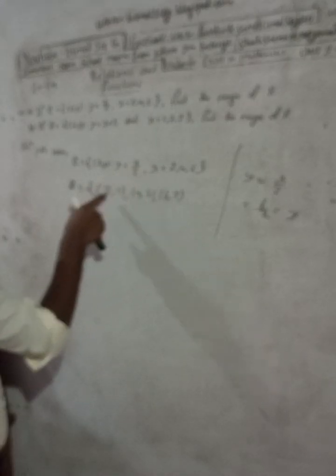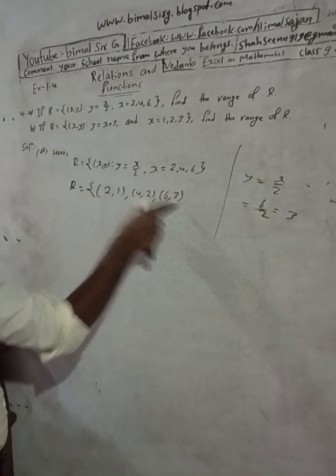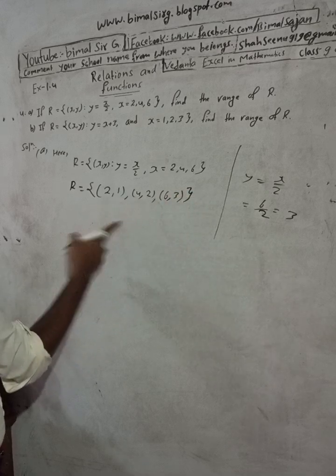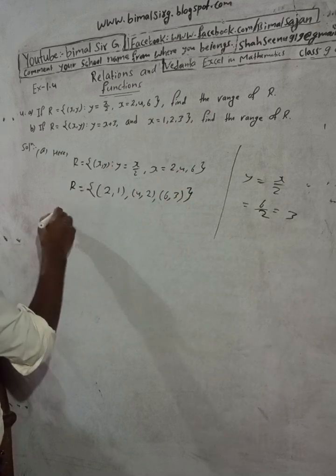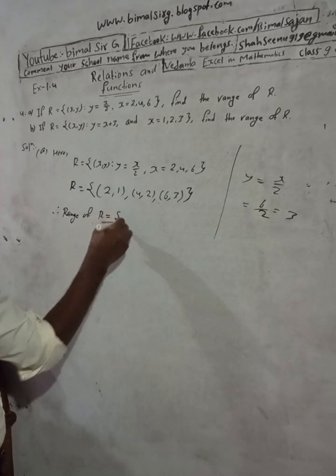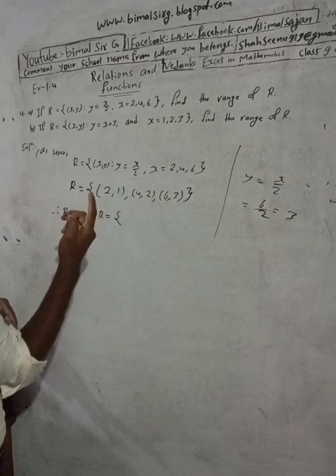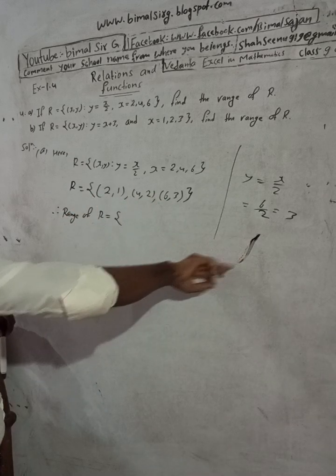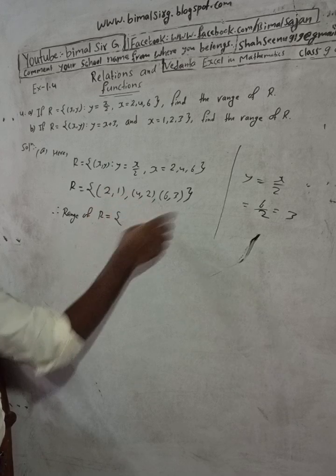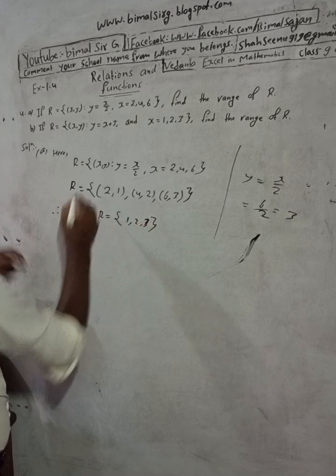Like x is 2, its half is 1; x is 4, its half is 2; x is 6, its half is 3. This is the relation. Now that we have written it in ordered pair form, we can write the range. Therefore, the range of R is equal to... what is range? This first part, x: 2, 4, 6, is the domain, and range means the second part, y: 1, 2, 3. So 1, 2, 3 is the range. This is the solution of a.